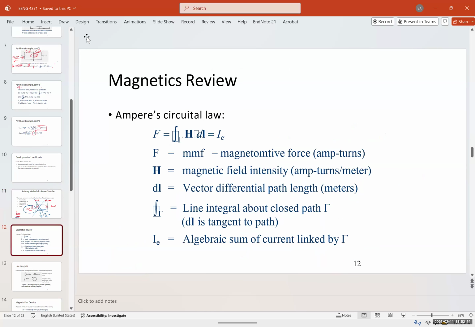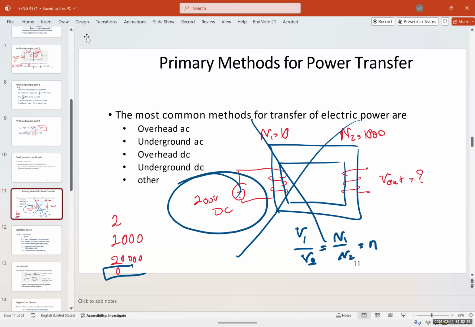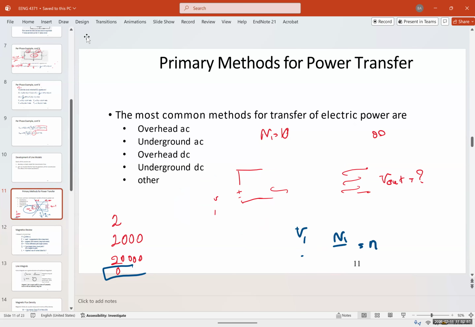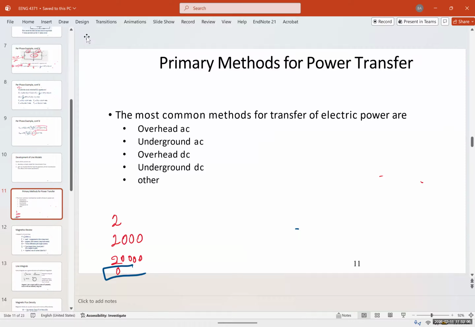Now, before we continue with transformers and everything, and we're going to have a whole chapter on those, this was just to remind you of why we don't use DC. Again, we need a chopper at the end. We need a rectifier. We need inverters. It's going to be very, very expensive.